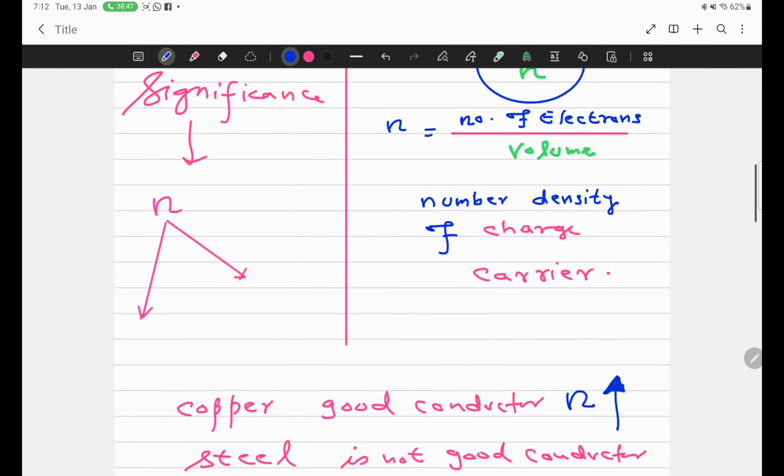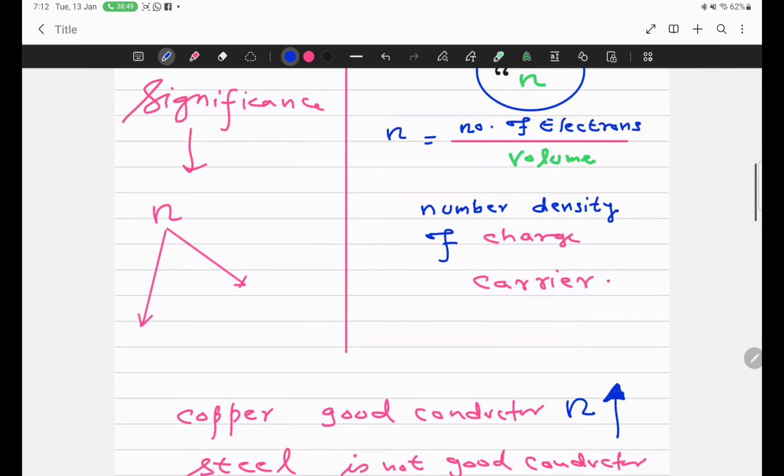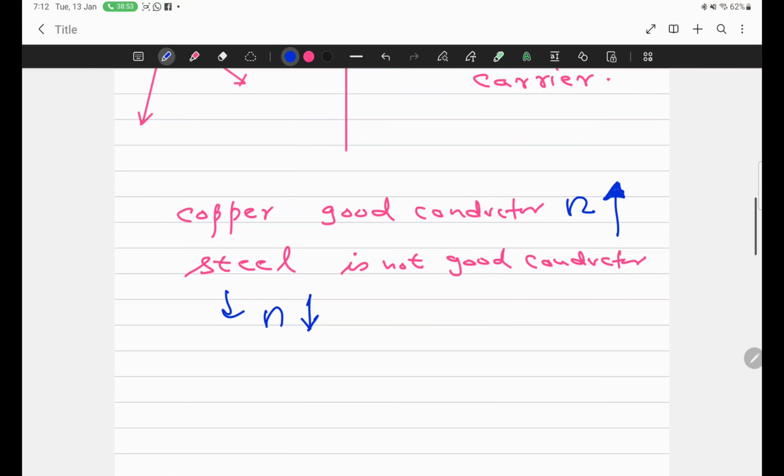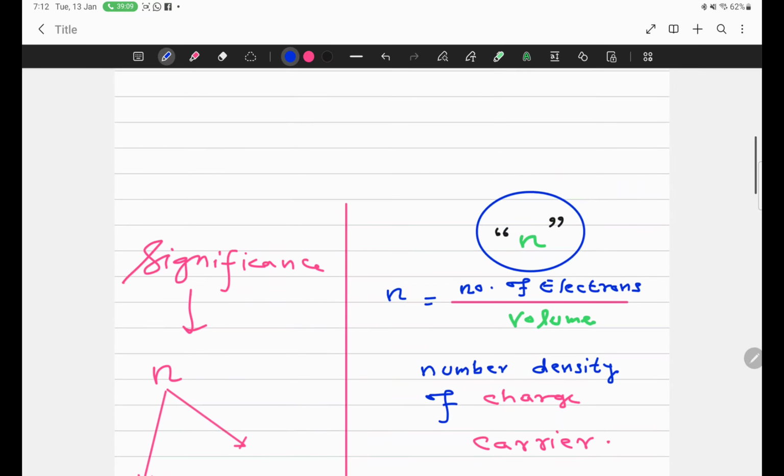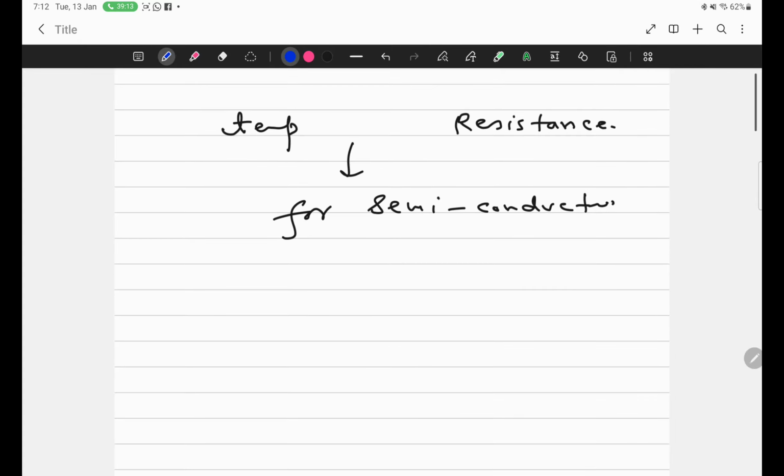So this n determines which material is a good conductor. Copper is a good conductor because its number density of charge carrier is high, and for steel, the number density of charge carrier is low. I think now you have understood the significance of small n. And now I am going to explain that question.